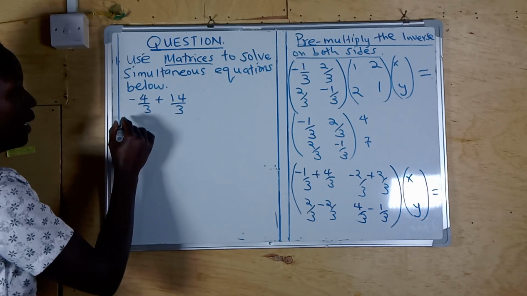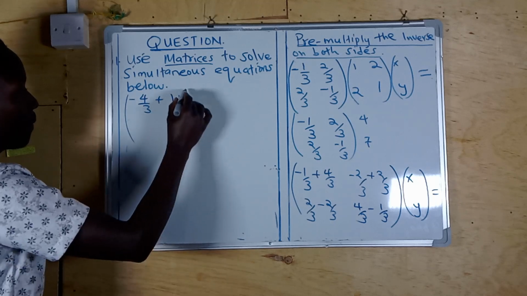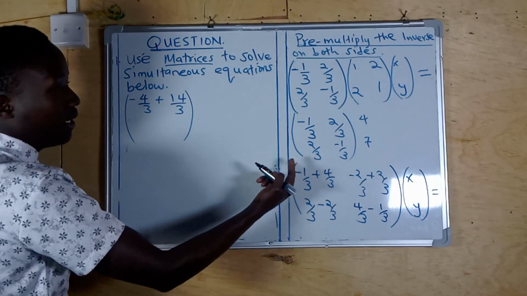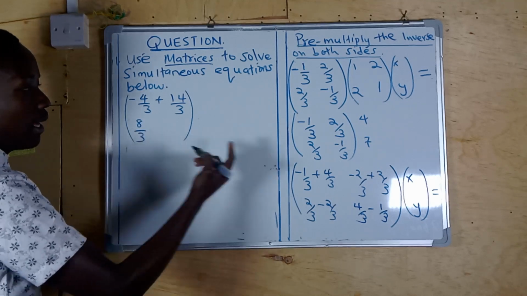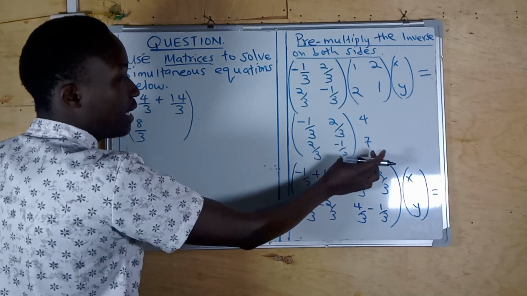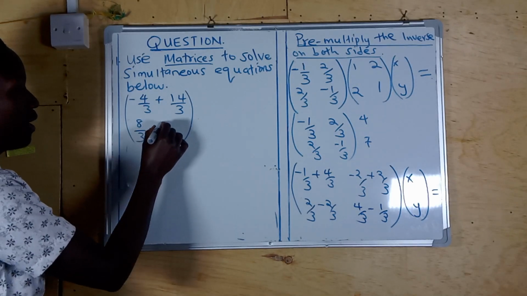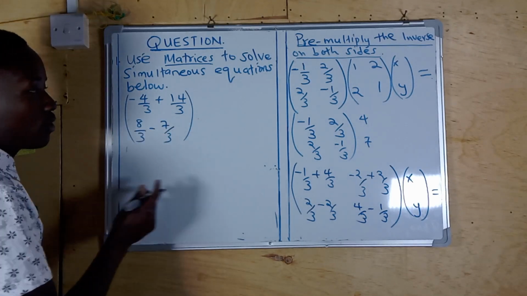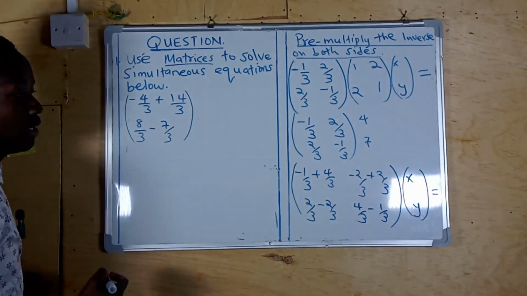Then the other one is going to be 2 over 3 times 4. It will be 8 over 3. And plus negative a third times 7. That will be minus 7 over 3. So 2 over 3 times 4 is 8 over 3 plus minus 7 over 3. So we continue.